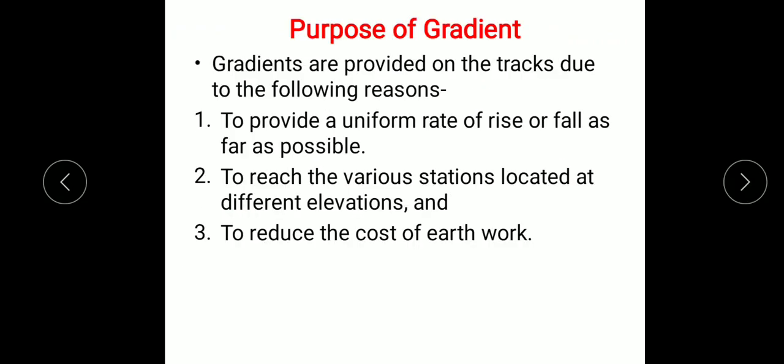If we see the purpose of gradient, basically the gradients are provided on the track due to the following reasons. The first one is to provide a uniform rate of rise or fall as far as possible. Whenever it is required to have a uniform rate of rise or fall, it is necessary to provide a gradient. The next purpose is to reach the various stations located at different elevations. If the stations are situated at a higher level, then to reach them it is necessary to provide a gradient. And to reduce the cost of earthwork, it is required to have a gradient.